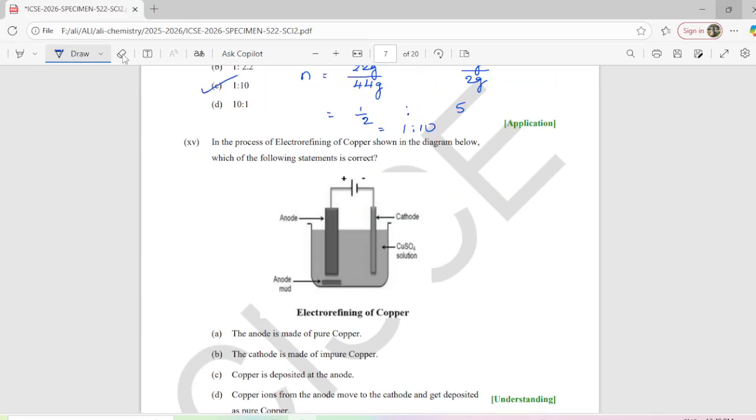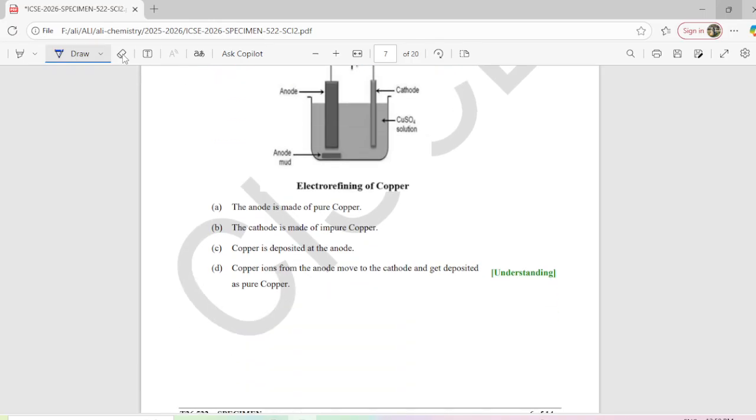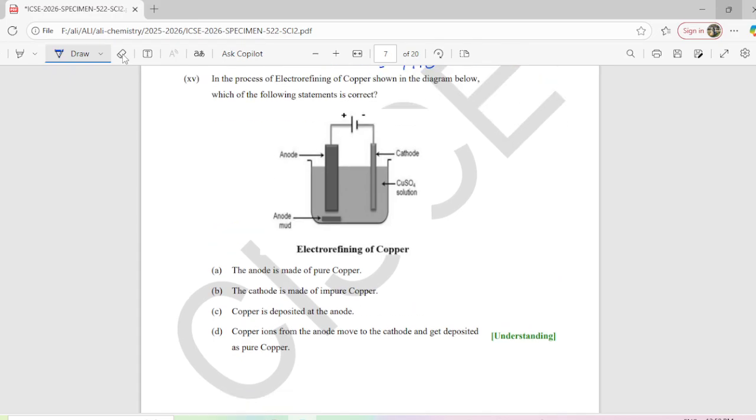Next, MCQ 15. In the process of electrorefining of copper shown in the diagram, which of the following statements is correct? The anode is made of pure copper. So we are taking electrorefining of impure copper metal. So which of the statements is correct? We have to see. The anode is made up of pure copper. So that is not correct. In electrorefining, the anode is made up of impure copper.